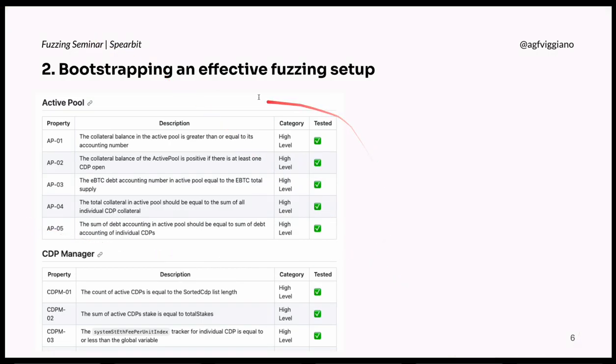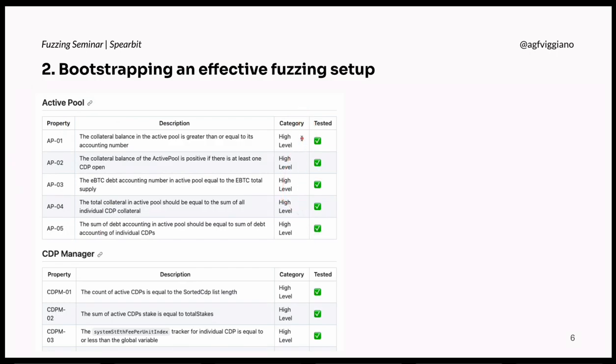And for that, we started with laying down all the system properties. Most of those came from the protocol white paper, or purple paper as they call it. Just by reading the white paper, you can extract many of these properties. We basically categorize them by the component of the system. So there is a CDP manager, there is an active pool that tracks the system debt, and so on and so forth.